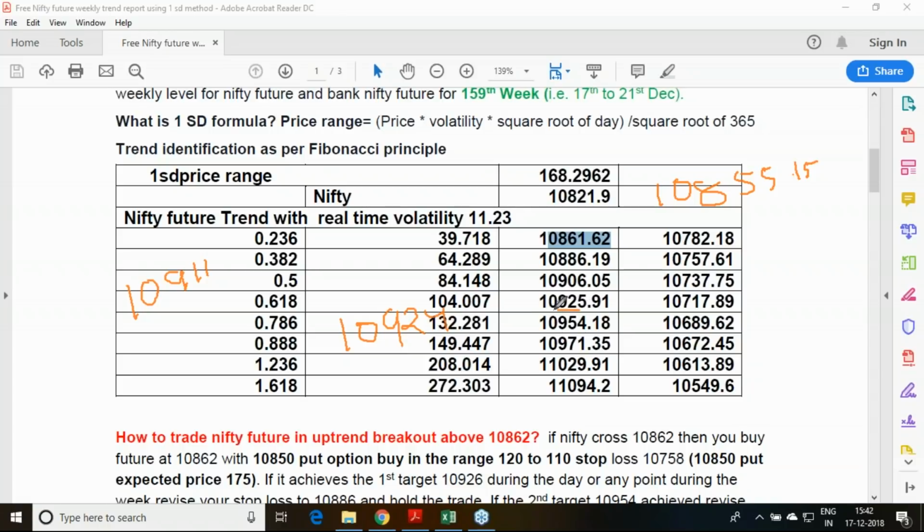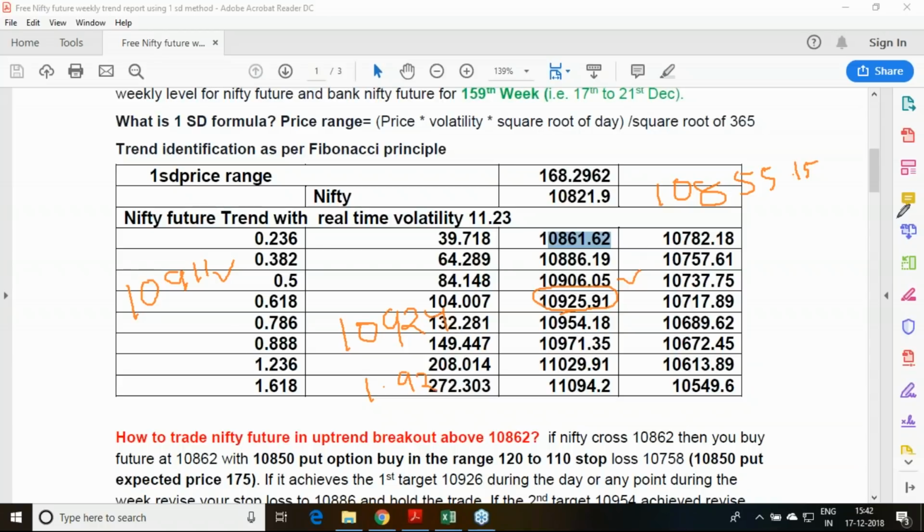So the first target, 925.91, you just missed by 1 rupee and 92 paisa, and closing was 911. So here 10,911, 0.5 above the 0.5 retracement, 3 to 4 points above that you are closing, and there is no stop loss triggering action.